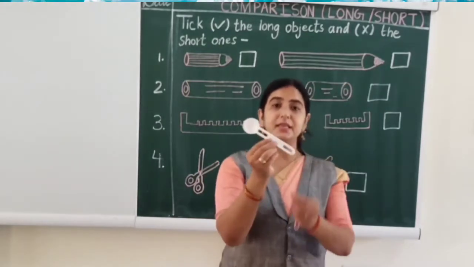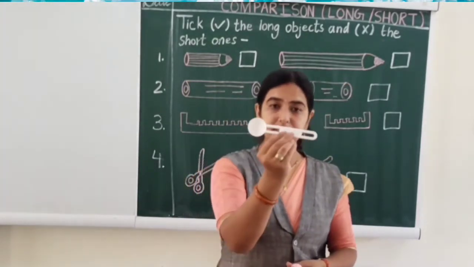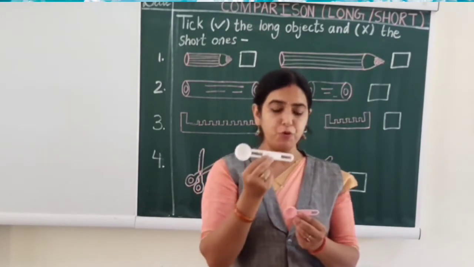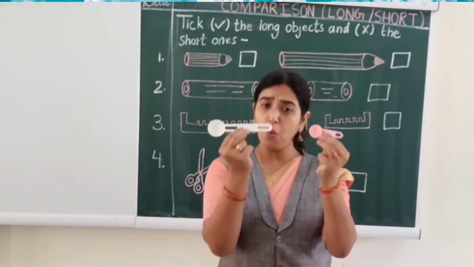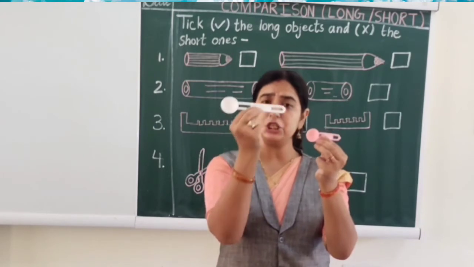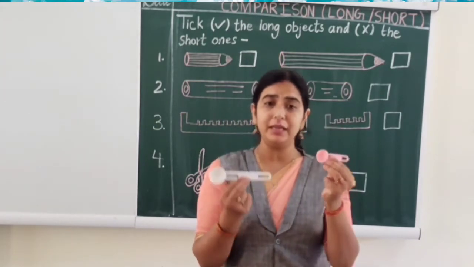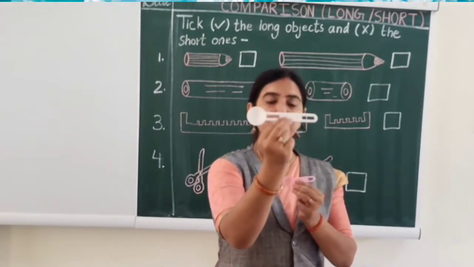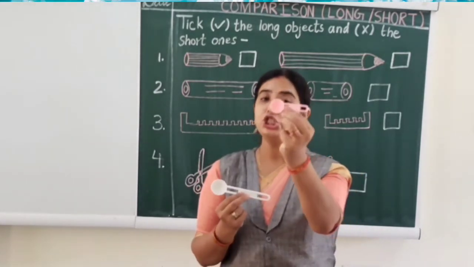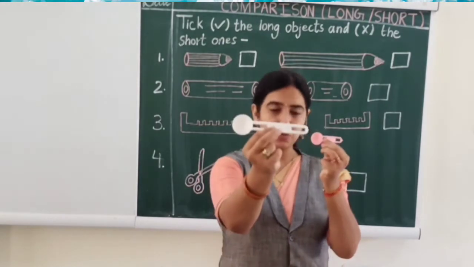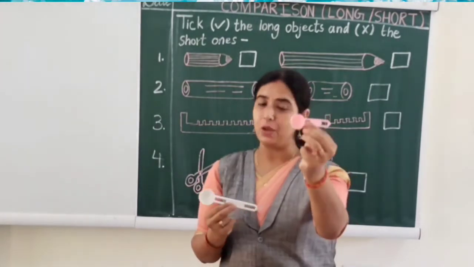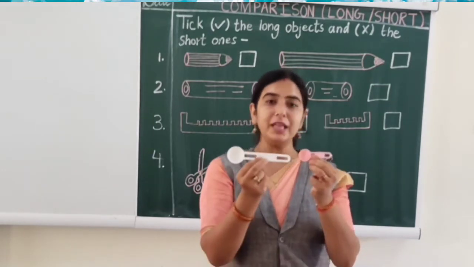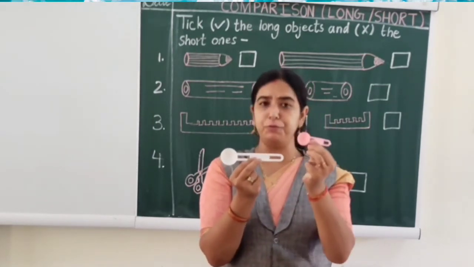Let us take one more example. What is this? This is a spoon. And if you see, this is a white spoon and this is a pink spoon. Who will tell me which spoon is long or which one is short? Yes, this is a long spoon and this is short. The white one is long and the pink one is short. Long spoon and a short spoon.